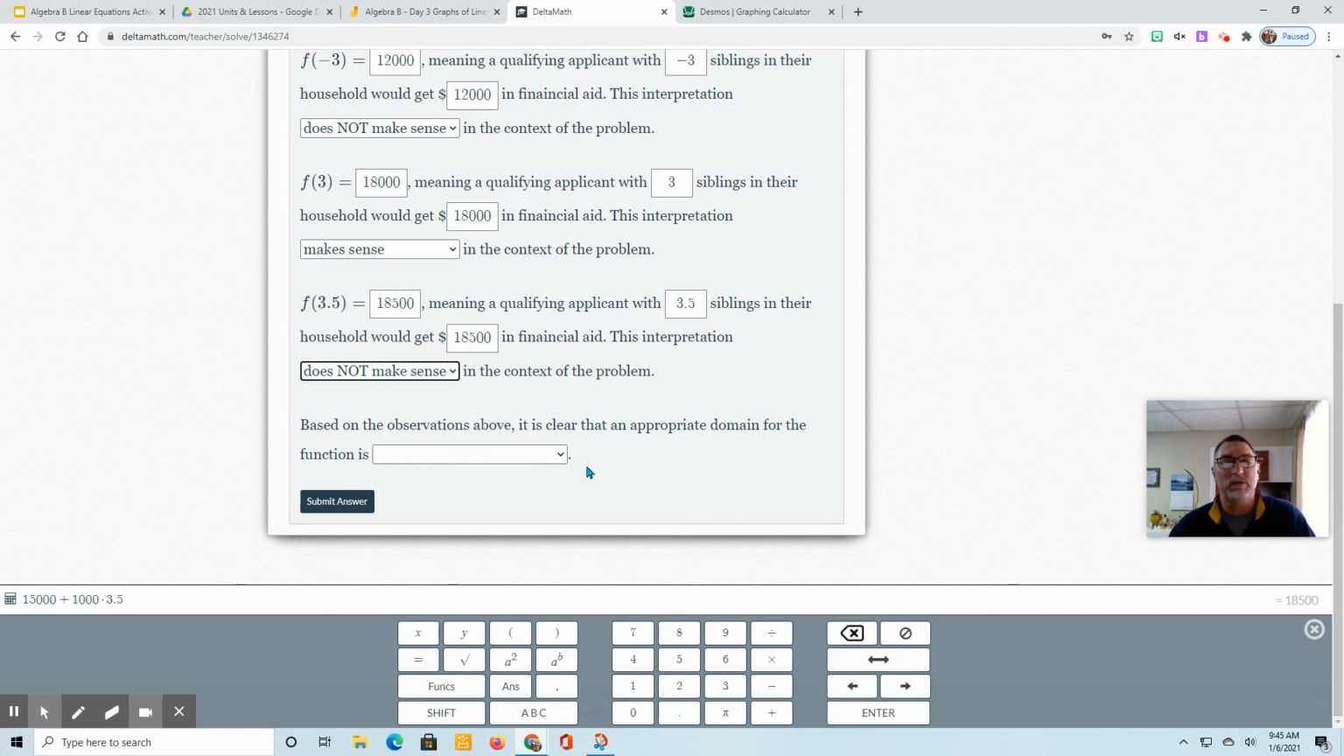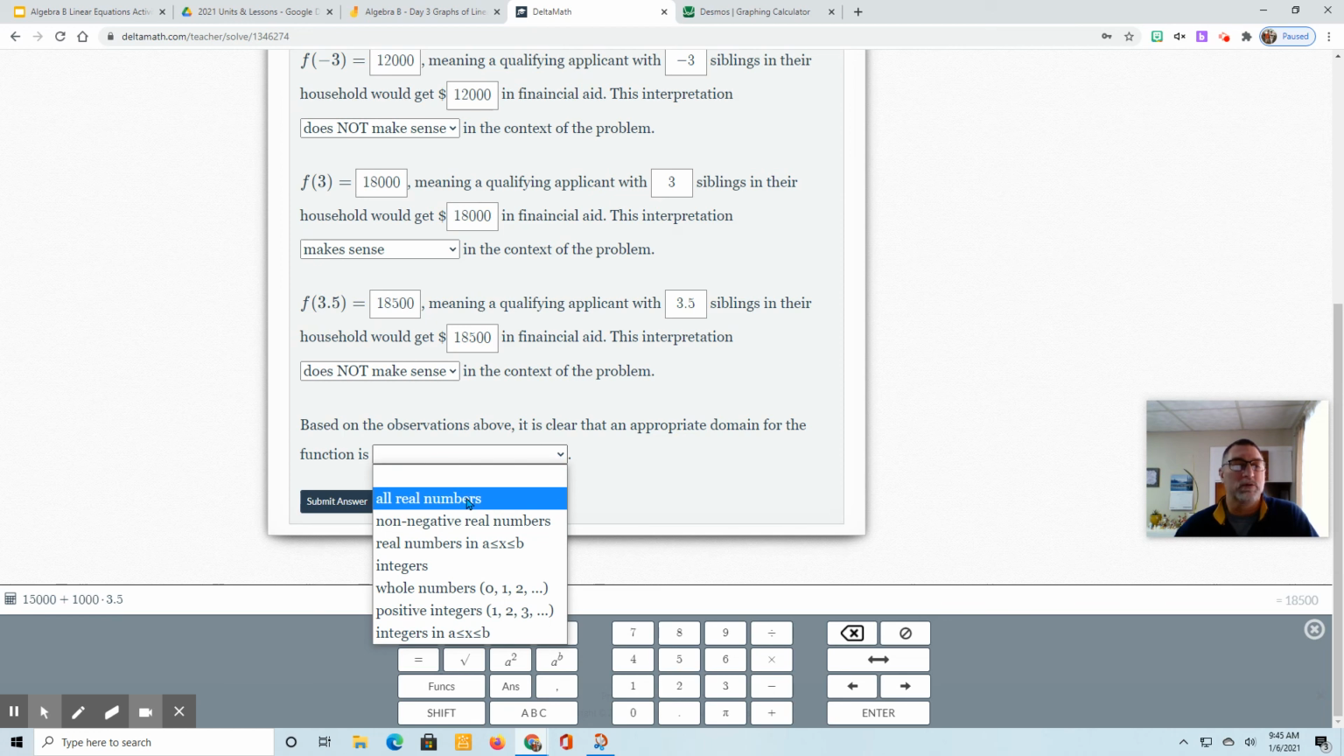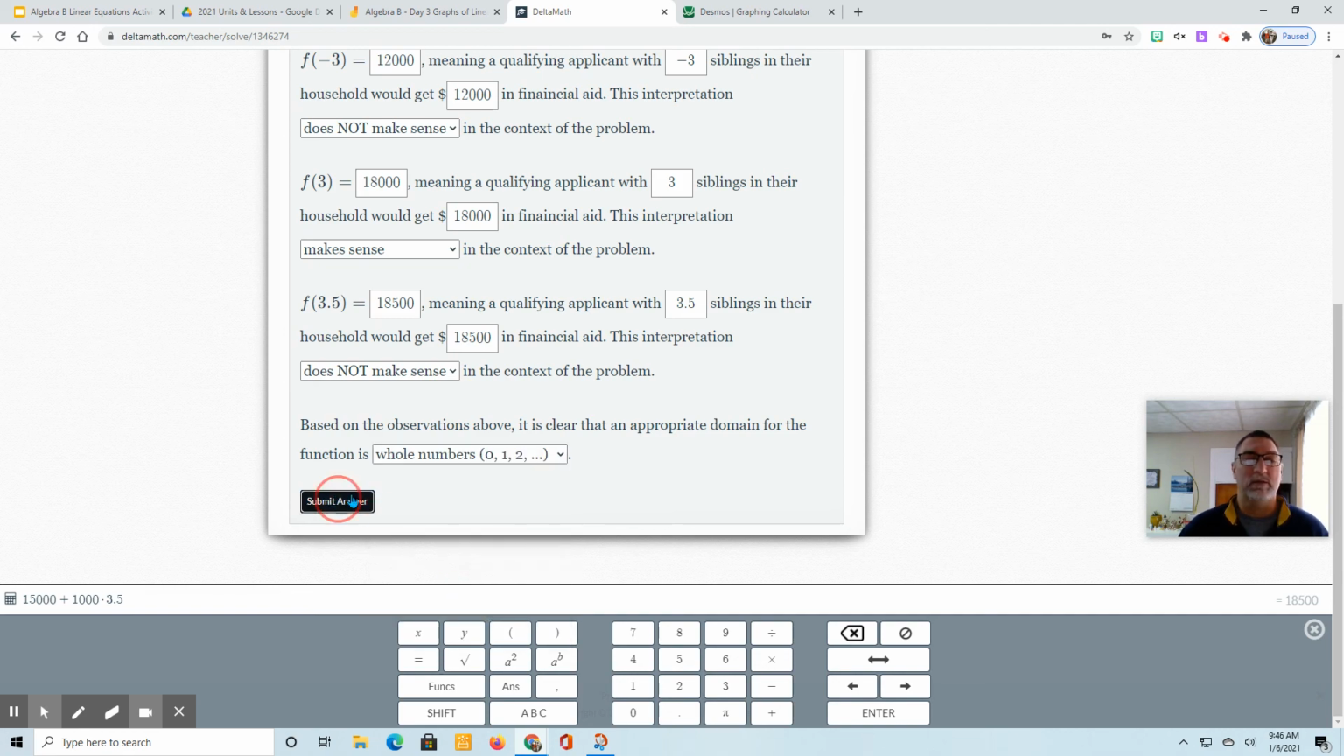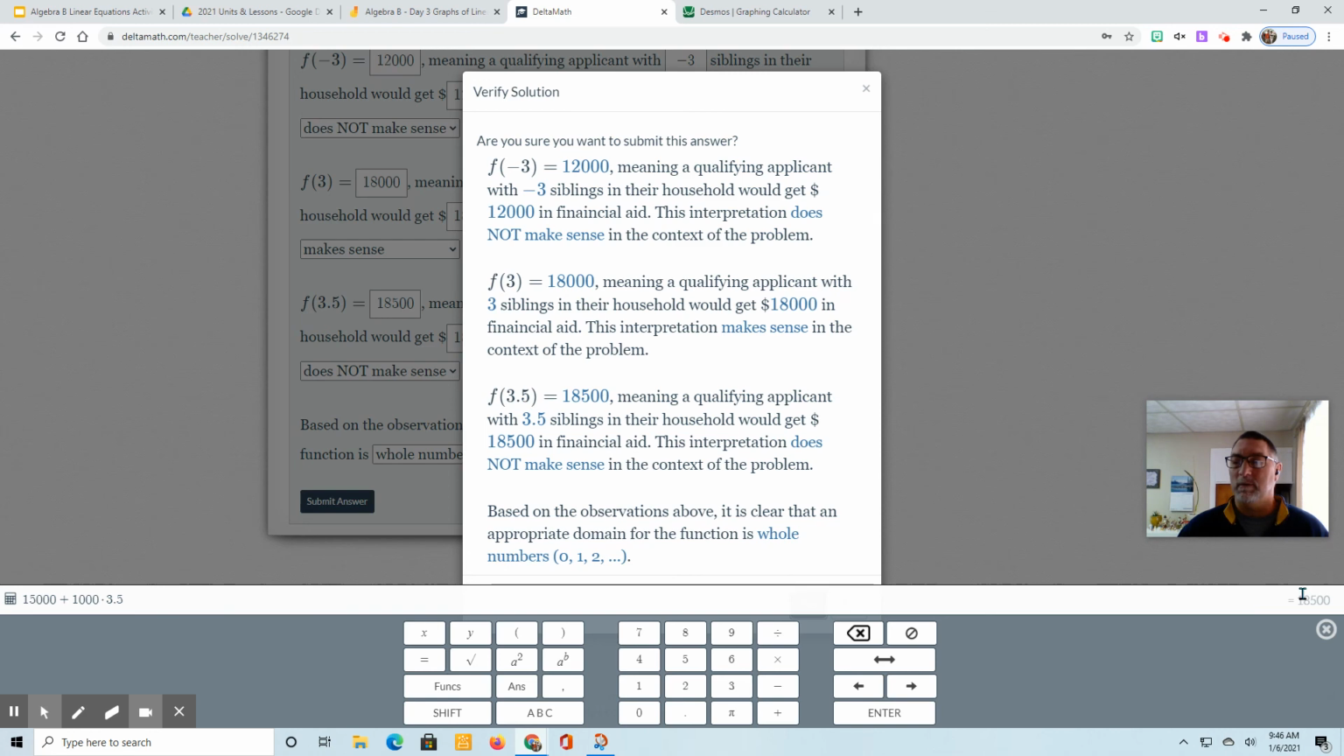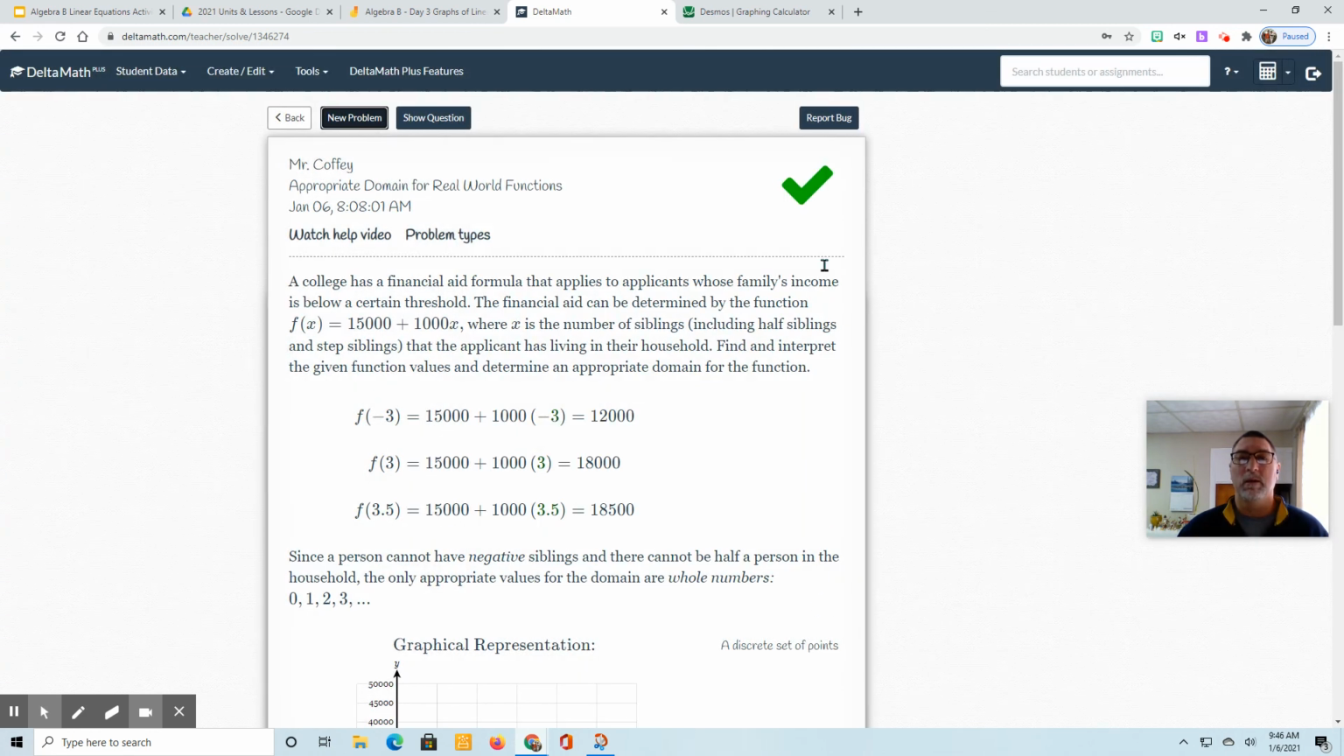Okay, so based on the observations, it is clear that an appropriate domain for the function is... All real numbers? No, because you can't have a partial person. Non-negative real numbers, that just means all of them starting at 0, so 0, and then I could have 0.5, 0.7, no, that doesn't work. Real numbers in A to B, that's not true either. Okay, that would be a starting and ending point. Integers, -3 is an integer, but you can't have negative. So this would be the whole numbers then, because you could have 0. Okay? So select that, submit our answer. Say yes, and there we go, we got it right.